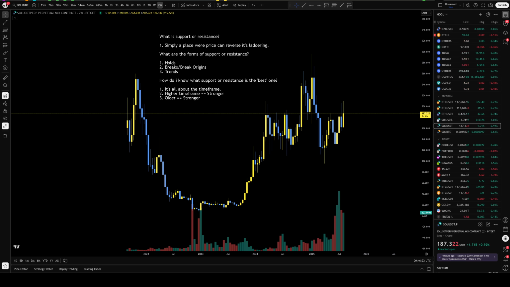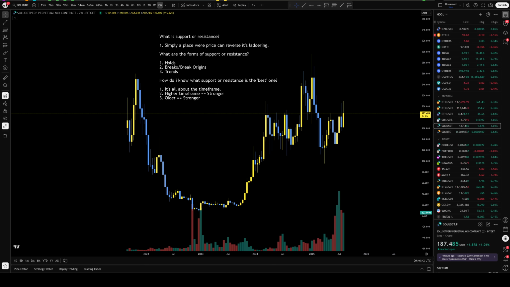So you would long support, and of course resistance is exactly the same thing, but it's going to be above the current price. As price is moving up, if it runs into resistance, it can hit that resistance and it can start to ladder down.